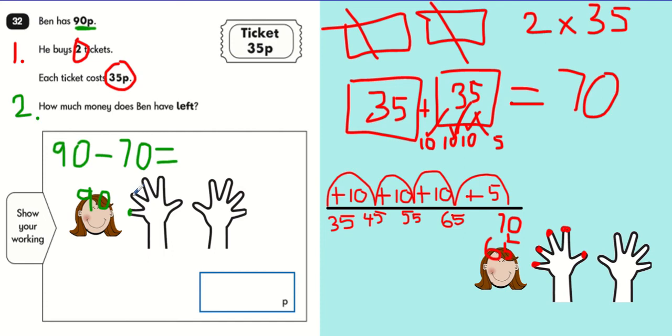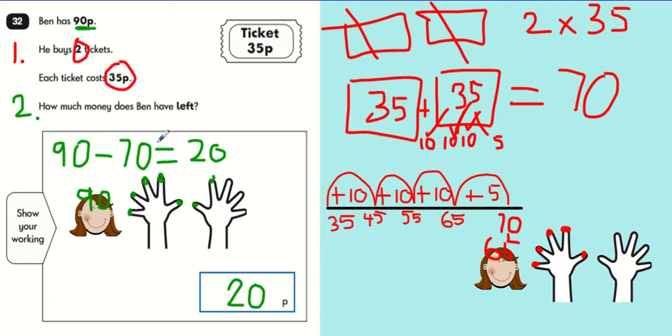90, 80, 70, 60, 50, 40, 30, 20. So he's going to be left with 20p. I'm going to put it in the answer box here.